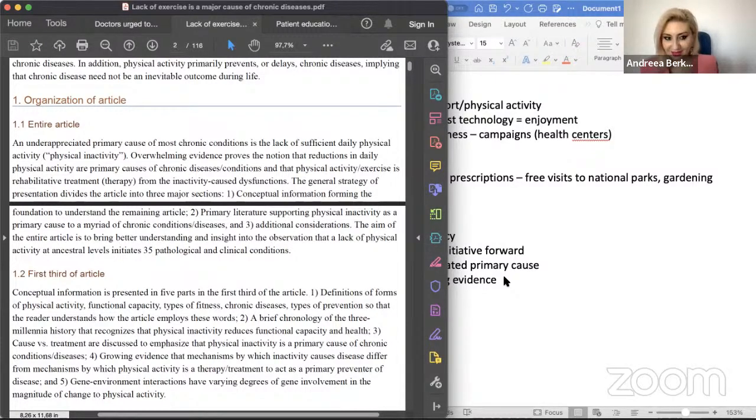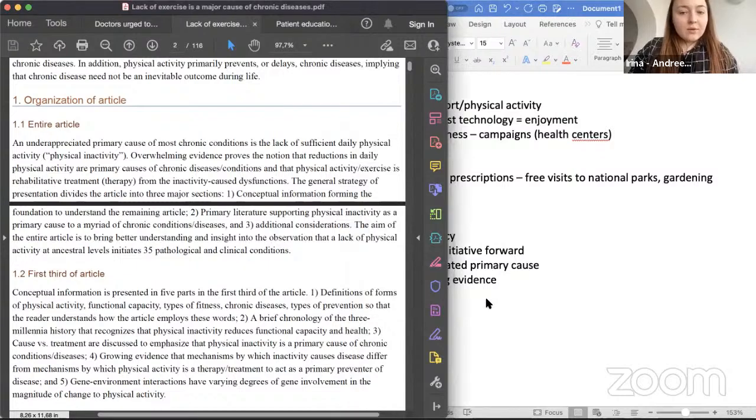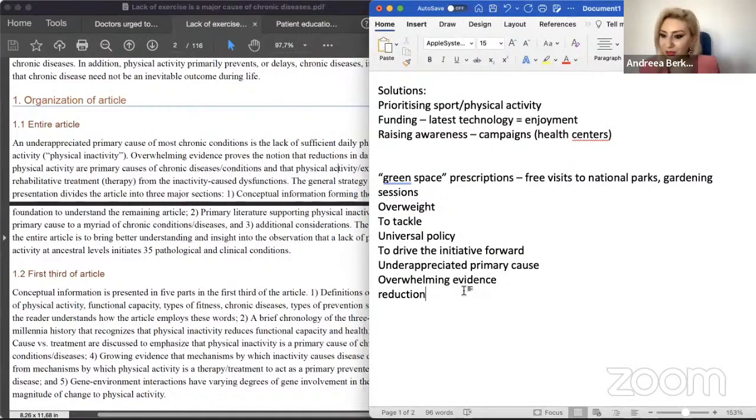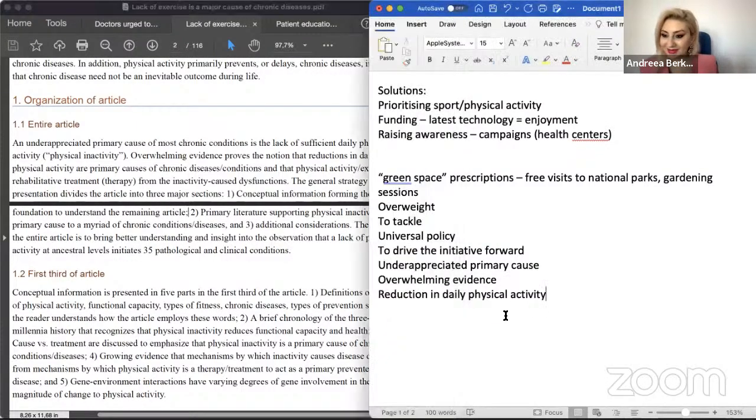Reductions in physical activities. Also a nice word. So instead of saying people don't exercise enough, we can just say there was or has been. Here we have the term that we needed for the first cause. Primary cause was already mentioned by us. Rehabilitative treatment, we can use it. Thank you, Irina.